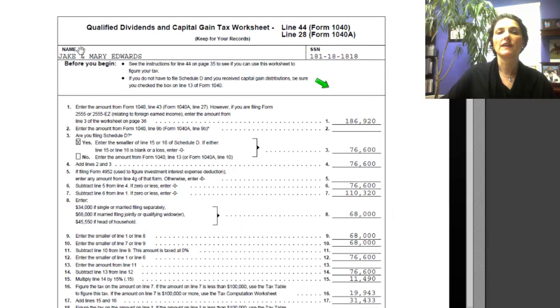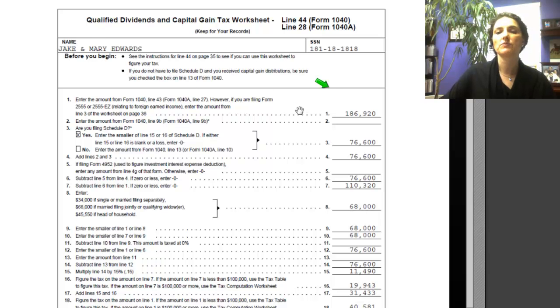And here we have the qualified dividends and capital gain rate tax worksheet. This is a shorter worksheet than the one I showed you earlier during the session in our student manual, because the student manual worksheet also provided space for figuring unrecaptured Section 1250 gain. This worksheet does not have as many lines because you cannot figure that kind of gain on it. And Jake did not have that kind of gain, so we simply don't need the bigger worksheet.